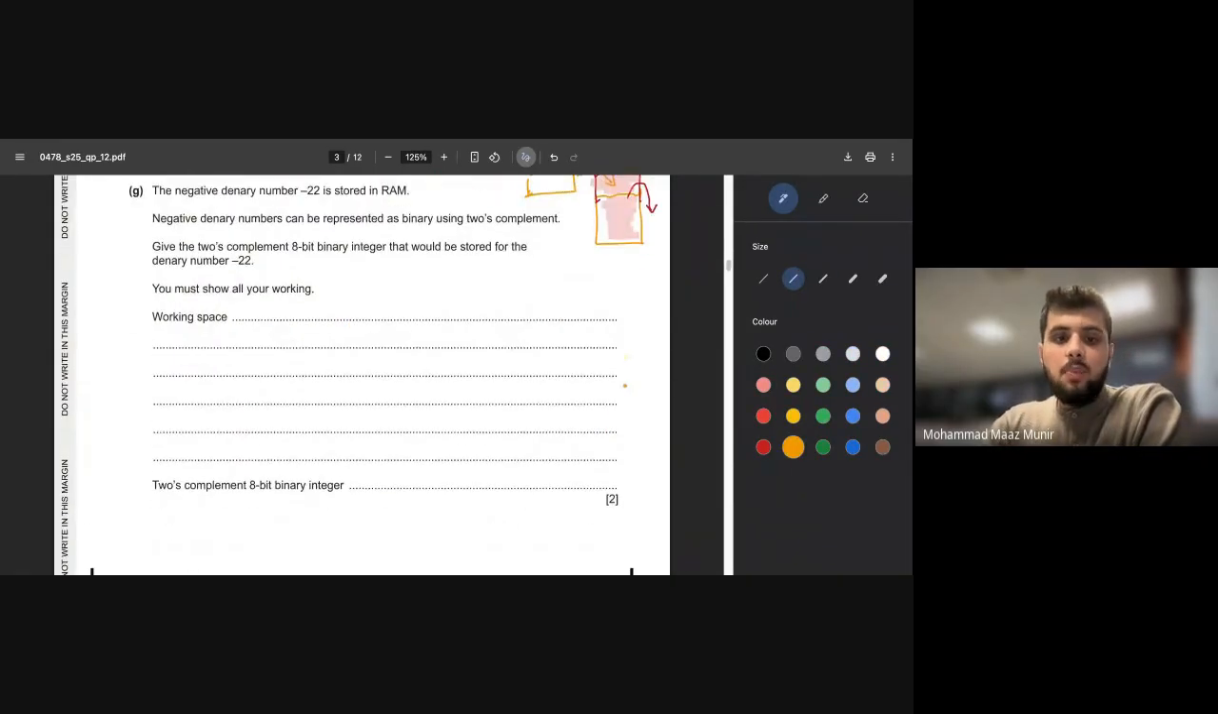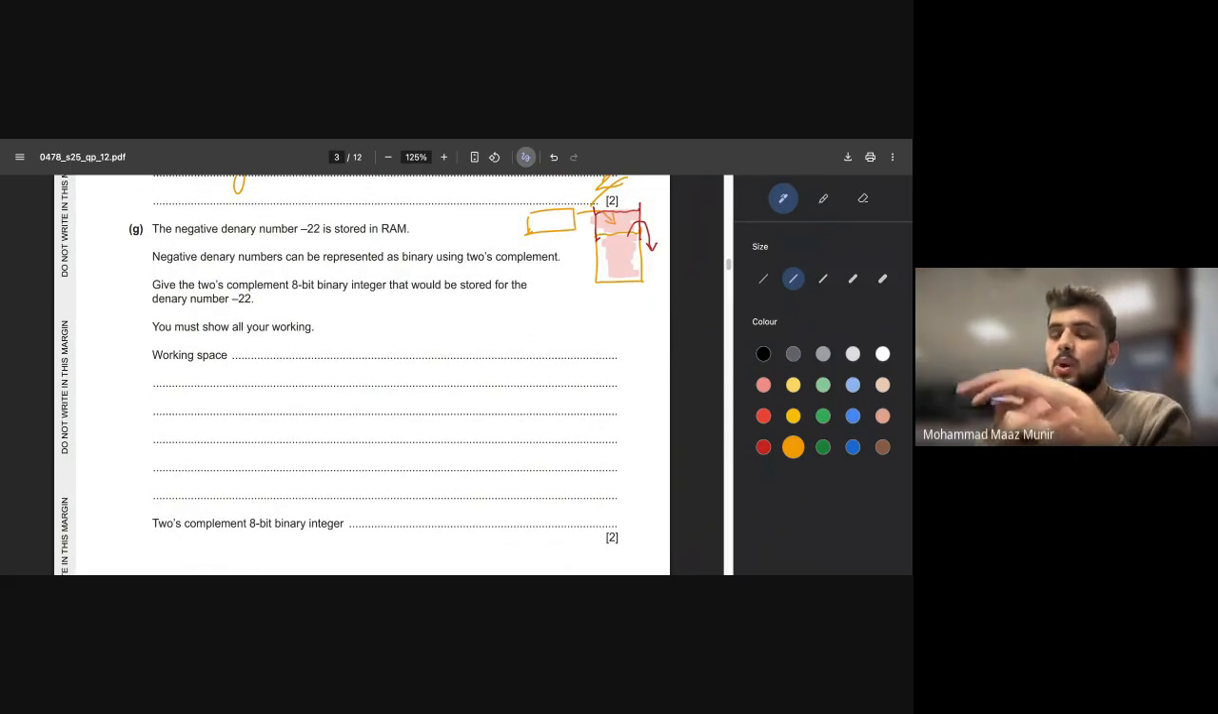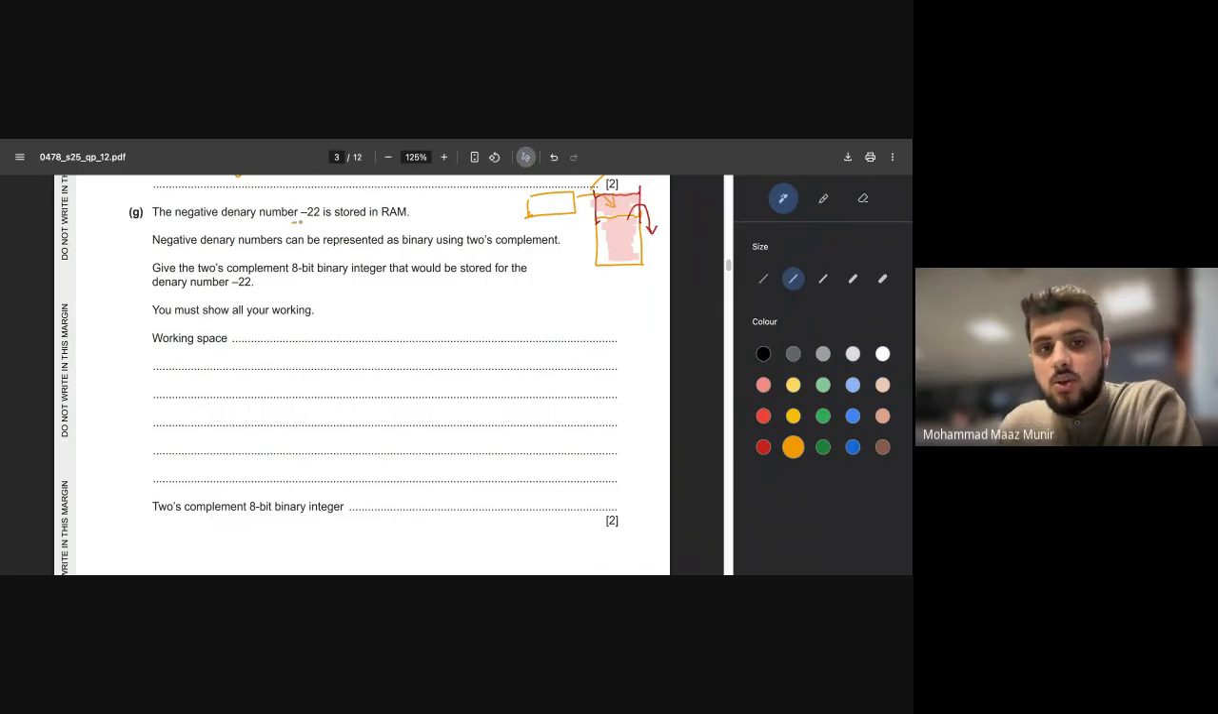See? Now part G is basically talking about negative denary numbers. So this was a pretty good question, because if you look up here, we did binary, we did denary, we did hexadecimal, we did addition, and now we are also dealing with negative numbers, 2's complement and all those negative numbers. See, now just look up here. The negative denary number -22 is stored in RAM. Okay. A negative denary number can be represented as a binary using 2's complement. Given the 2's complement 8-bit binary integer that would be stored for this.